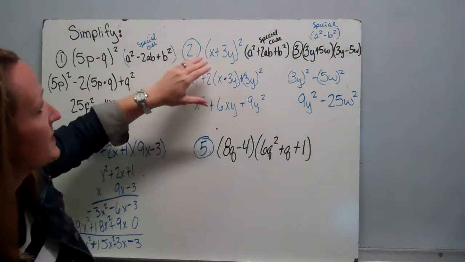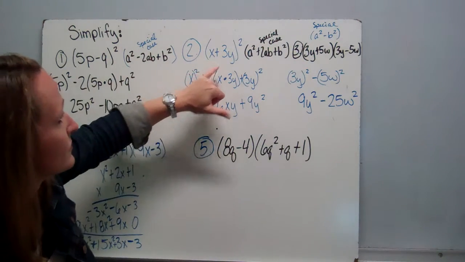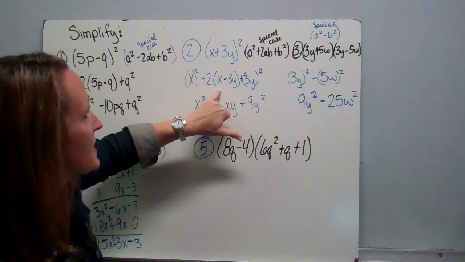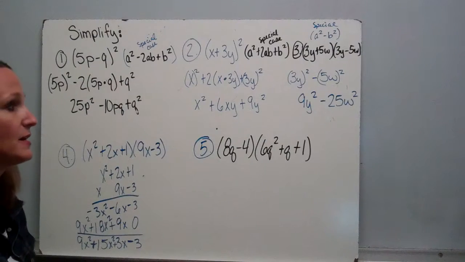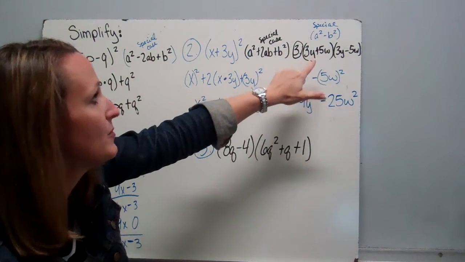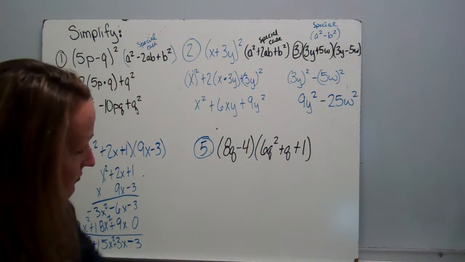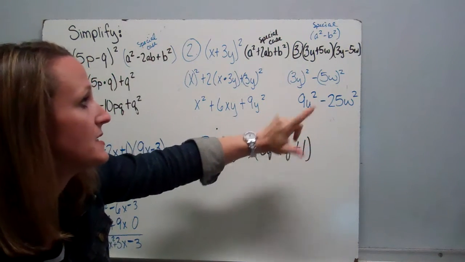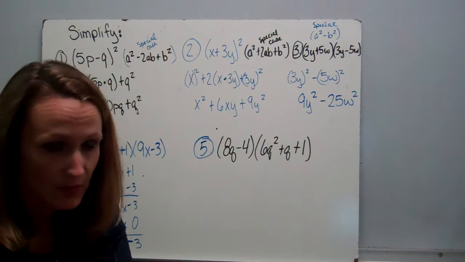Okay, so what about this one? x plus 3y, squared. Again, special case. So it's going to be x squared plus 2 times x times 3y, so it becomes 6xy, plus 9y squared. And here's our third special case. 3y plus 5w times 3y minus 5w. So 3y squared comes out to be 9y squared, minus 5w squared is 25w squared.